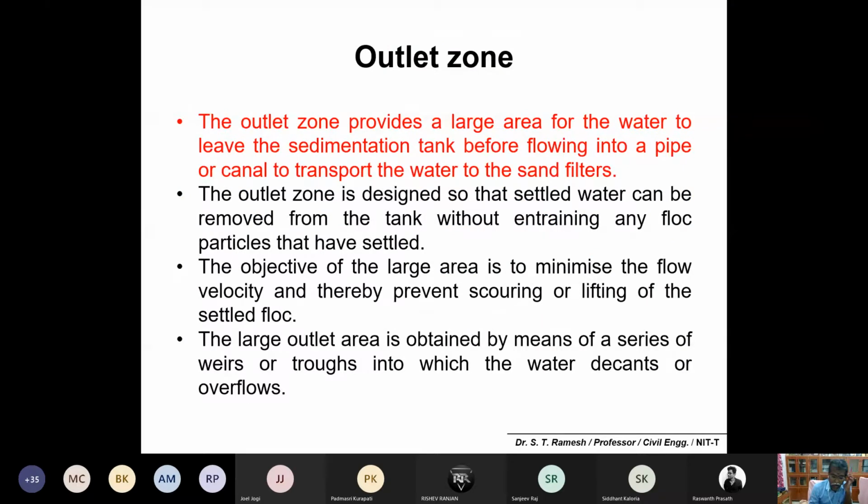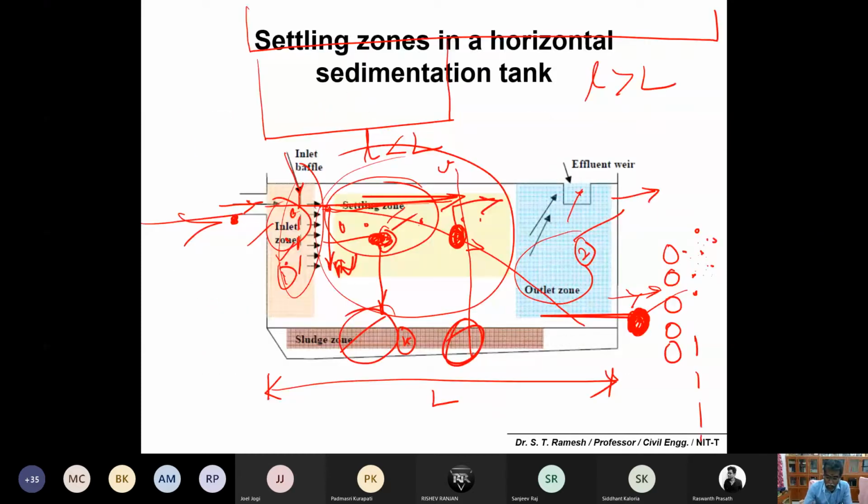Third compartment is outlet zone. So outlet zone provides a larger area for water to leave the sedimentation tank before flowing into a pipe or a canal to transport the water to a sand filter. Okay, so now you could recall the third zone is outlet zone.